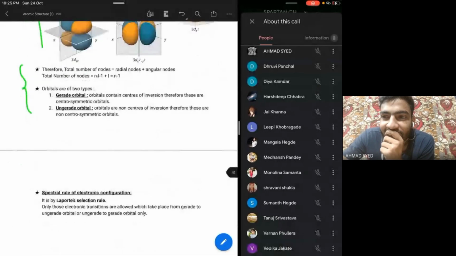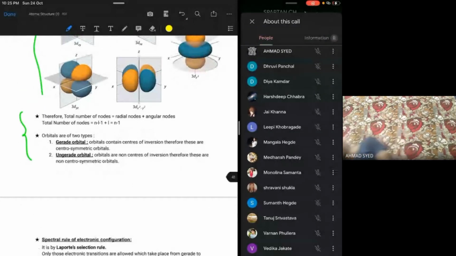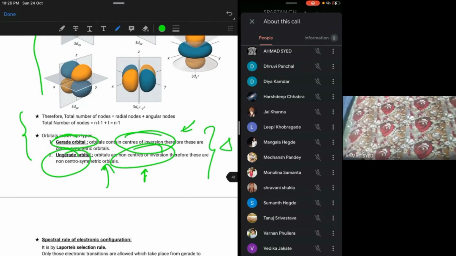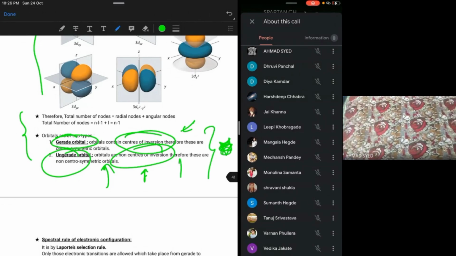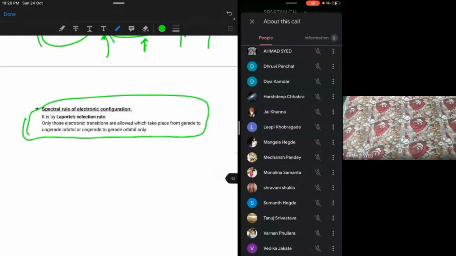Now there is something called gerade and ungerade, which I don't think is that much needed, and you need to know center of inversion. So I'm skipping for now, but if you can read this, it is also a bit important. You can Google what is center of inversion, and you will find Wikipedia and be able to understand. And then there is selection rule. This is also a bit out of syllabus, but you can read it for your extra information, because we never know what questions might come.